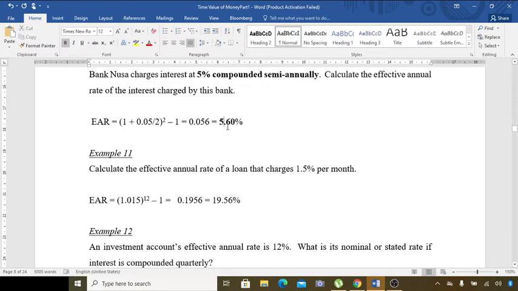How do we get 5.6%? Applying the effective annual rate formula, it is 1 plus j divided by m. Remember, m is 2 because of semi-annual compounding, and to the power of m, so to the power of 2, all together minus 1. So you get 5.6%.